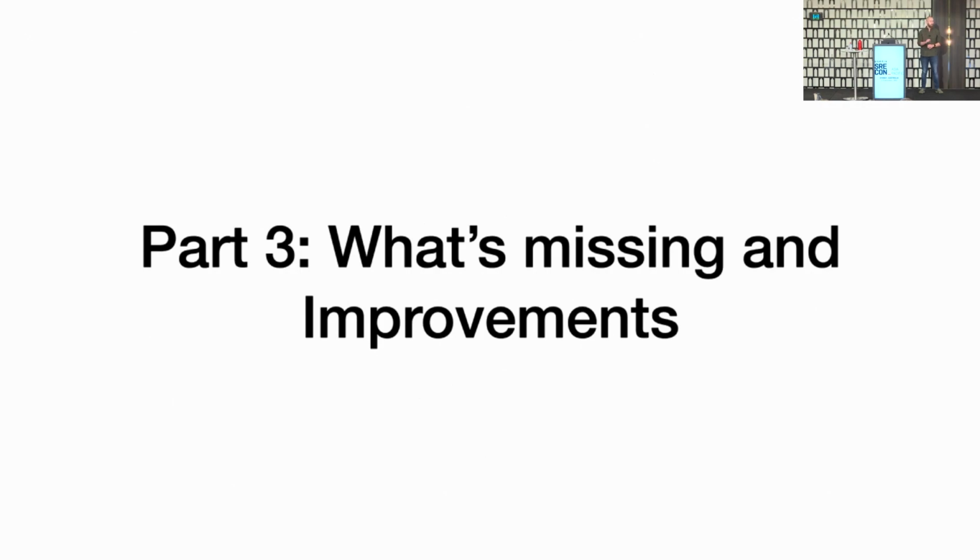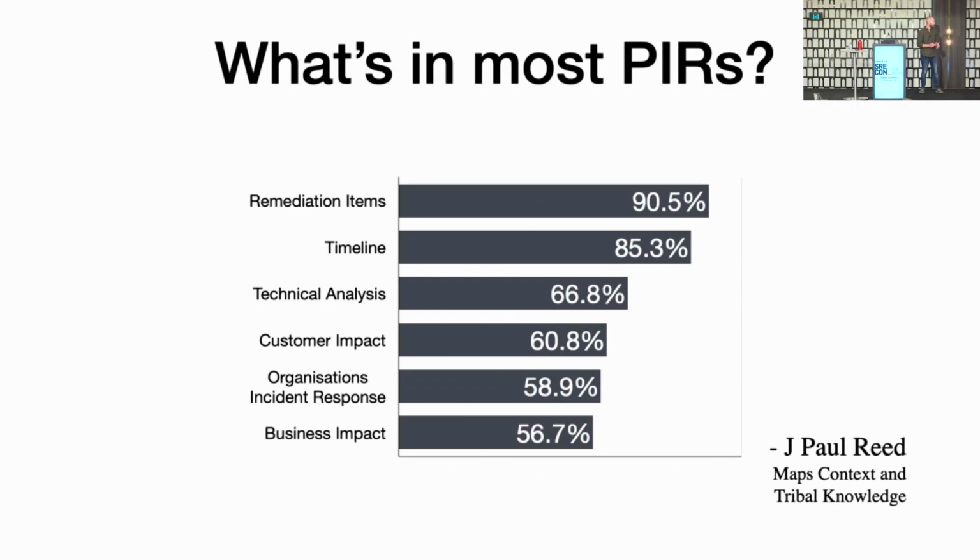So I want to finish up, and we are getting to the end, by calling out a few things that are missing from our PIR process. And the first is action items. J. Paul Reed's study of post-incident artifacts found that remediation items or action items are actually the most common thing in post-incident reports. In fact, over 90% of report styles have them, but we've explicitly chosen to leave them out.